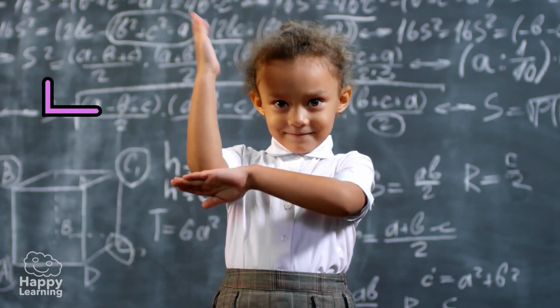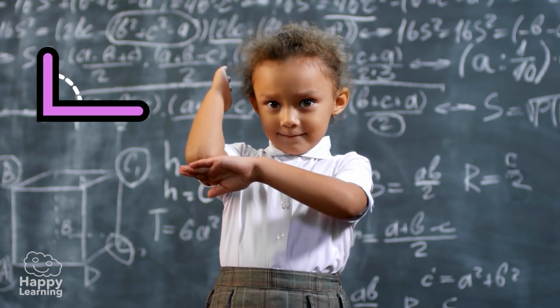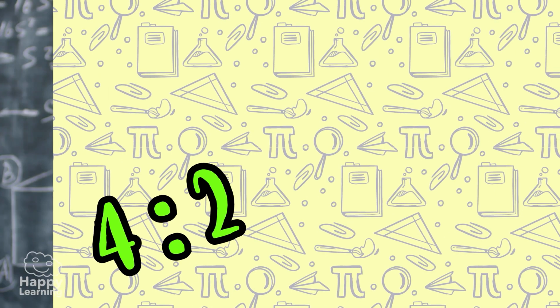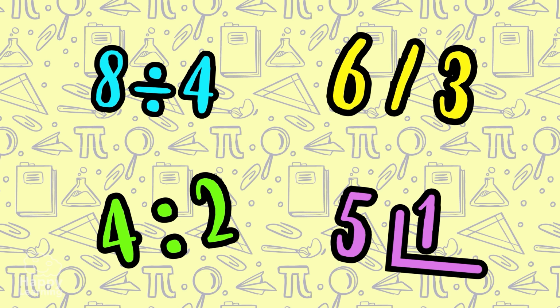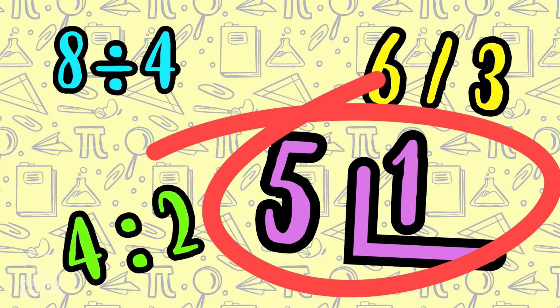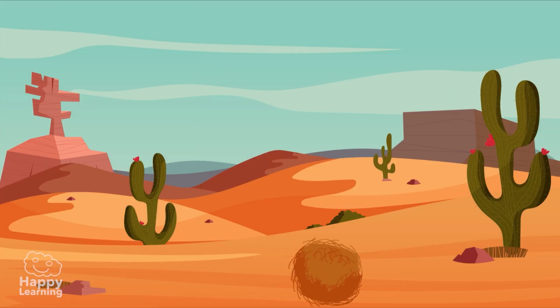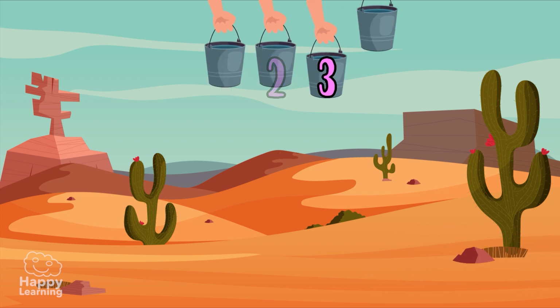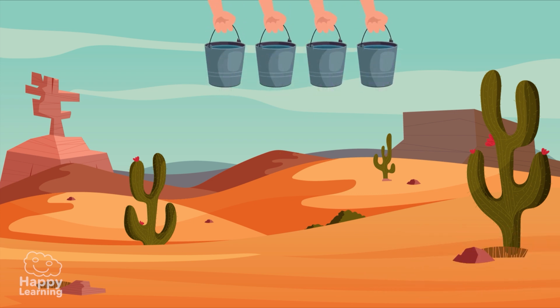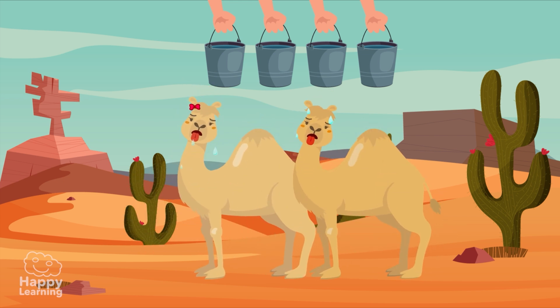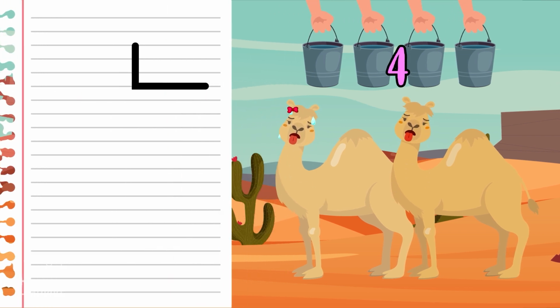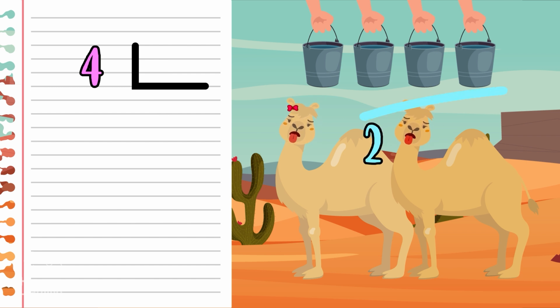Well, it's very easy using this sign, which is like an angle. There are other signs that also mean dividing, like these, but we're going to use the angle. If we have 4 buckets full of water and we have to divide them between 2 thirsty camels in the middle of the desert, how would we do it? Well, it's very easy. We place the 4, which represents the buckets that we have to divide, here, and the 2, which represents the camels that are going to receive them, here.